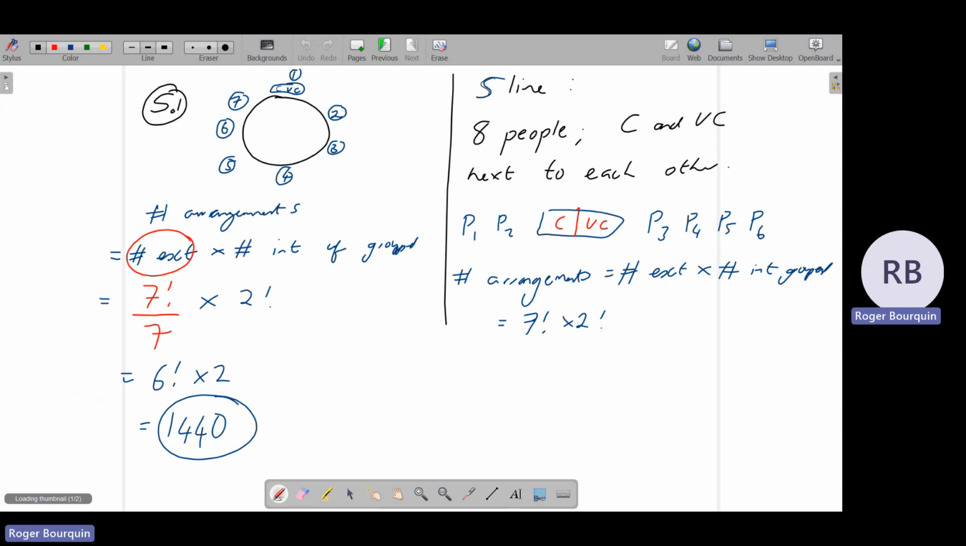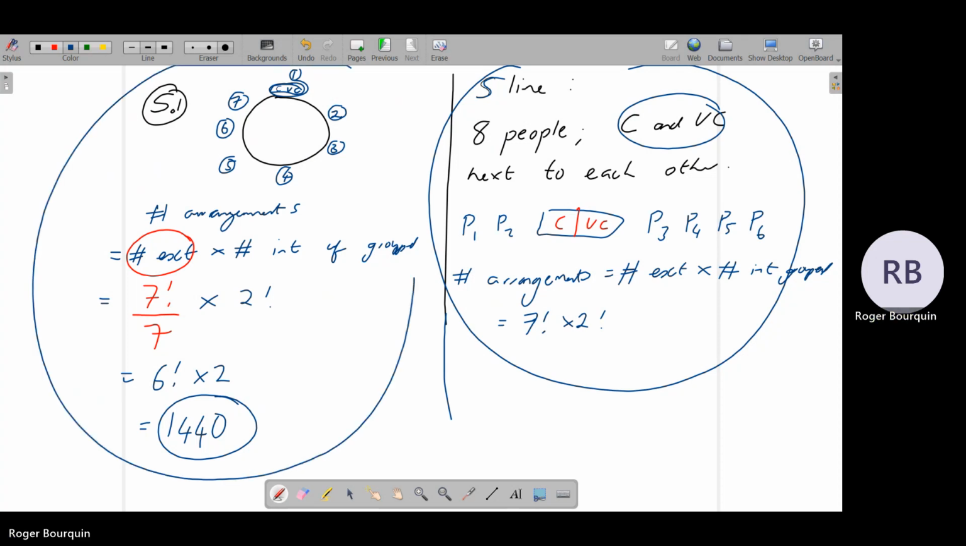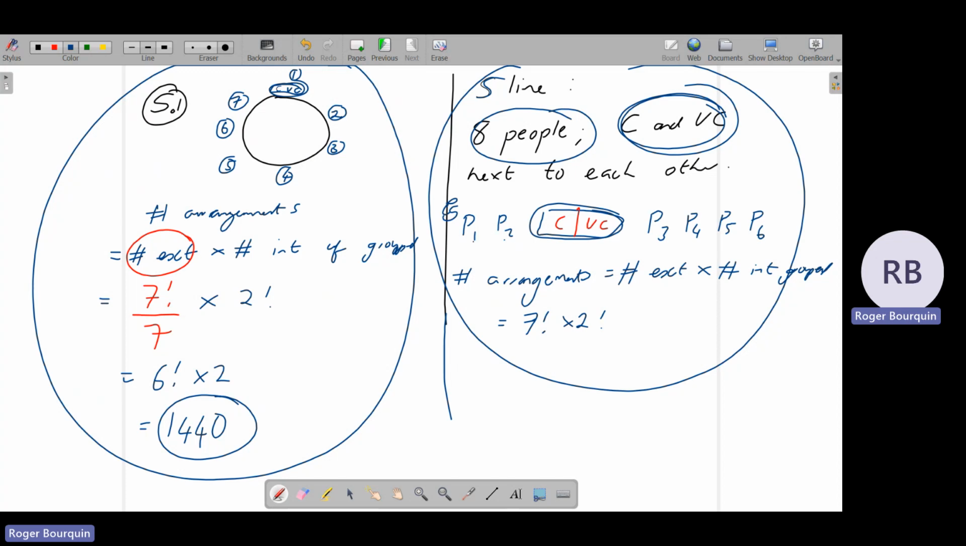So in this particular question, it says you've got 8 people in the meeting, but the chairman and the vice chairman have to sit next to each other. Let's say that was a straight line question. This is not the answer; this is for a straight line. If you had 8 people sitting in a straight line and the chairman and the vice chairman had to be next to each other, this would be an example.